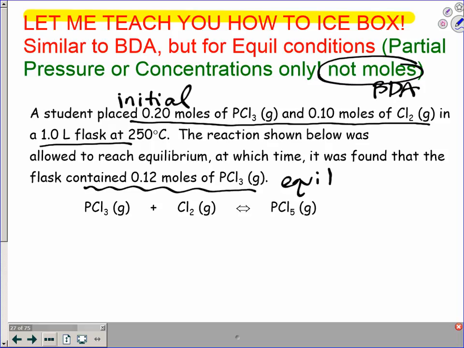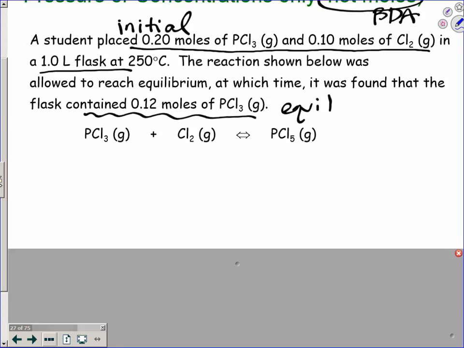So now, since we see both, we have to set up an ICE box. So go ahead and write your reaction out. I know it's on your paper, but you probably don't have space, so write this out. And then next to it, just put ICE, like you would BDA. If you're really feeling kind of crazy, you can put a RICE table, because that's the reaction. And then we're going to write the initial conditions and then final.